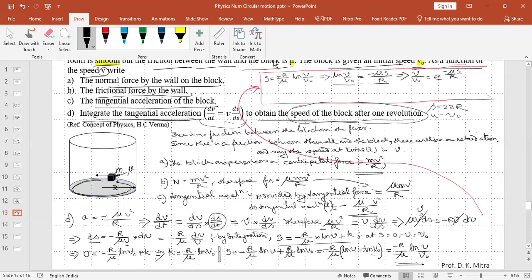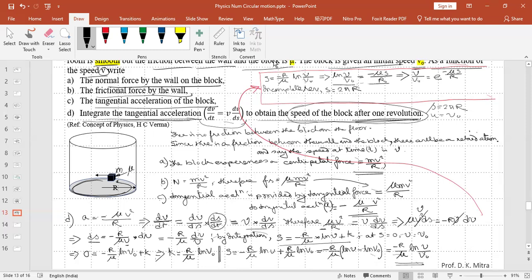Right? Now, the question asks over one complete revolution. That means when S was 2 pi R, when S was one complete revolution, S is equal to 2 pi R. So we put the value of 2 pi R here.